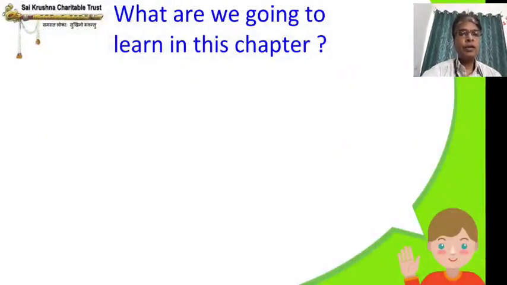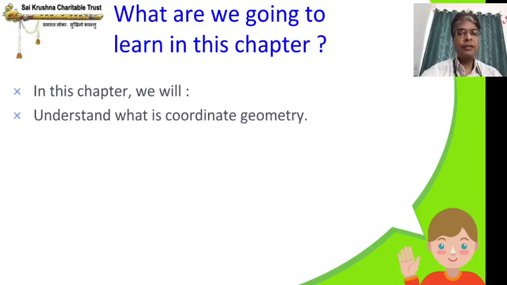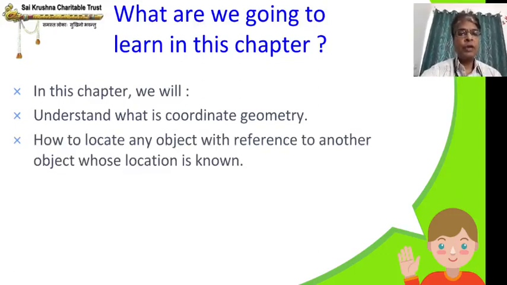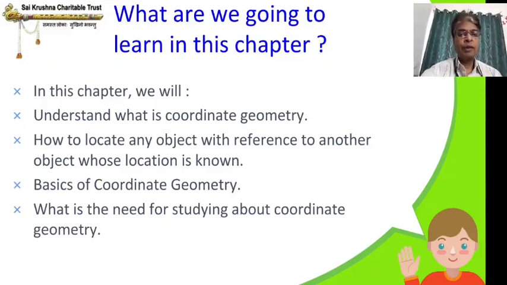So what are we going to learn in this chapter? There is a brief list. In this chapter, we will understand what is coordinate geometry, how to locate any object with reference to another object whose location is known, the basics of coordinate geometry, and what is the need for studying coordinate geometry, correct?